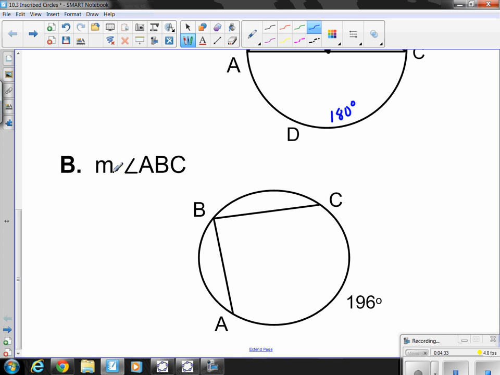Find the measure of angle ABC. We want to know this measure. We're going to take half of 196. Half of 200 would be 100, so it's almost going to be 100. It's going to be 98 degrees. 98 times 2 would be 196.